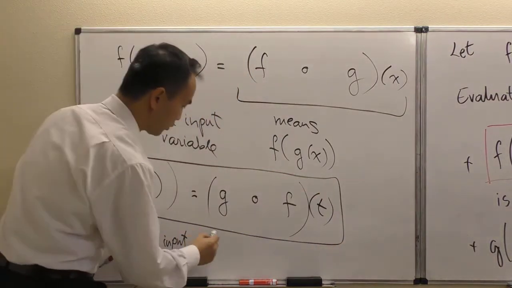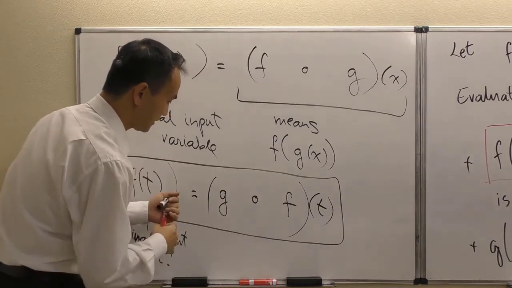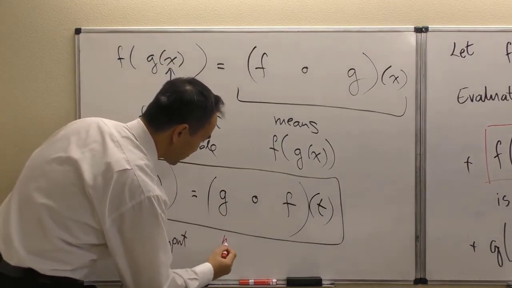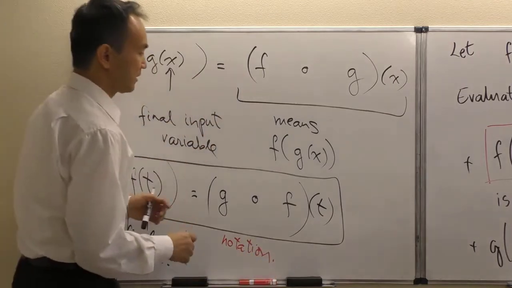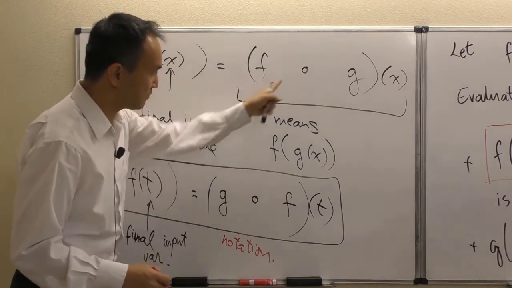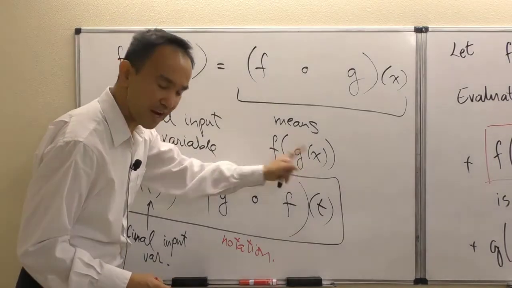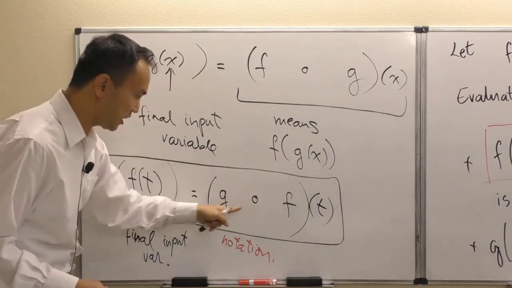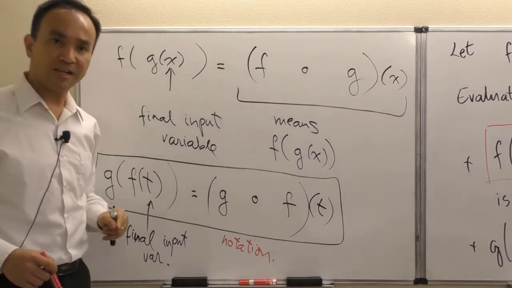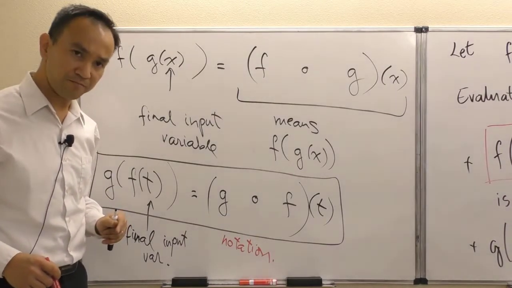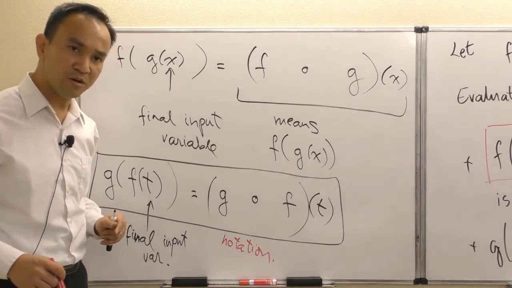So this is just notation. This one right here is just a matter of notation, the symbolic form. And what it means: this here means F of G of x, and this means G of F of t. That's what it means right there. All right, and so now at this point, we are ready for doing some formal examples.